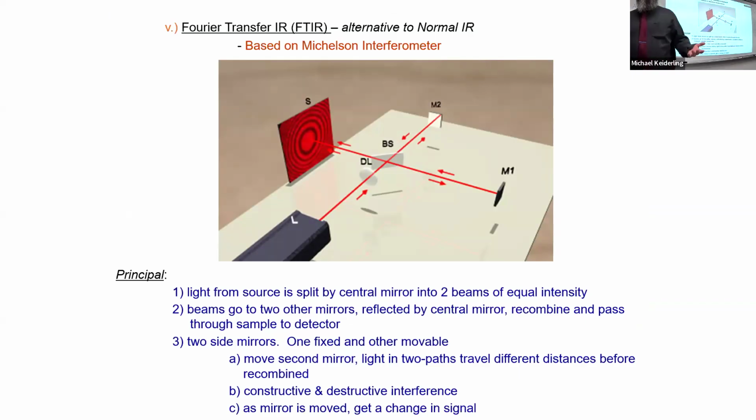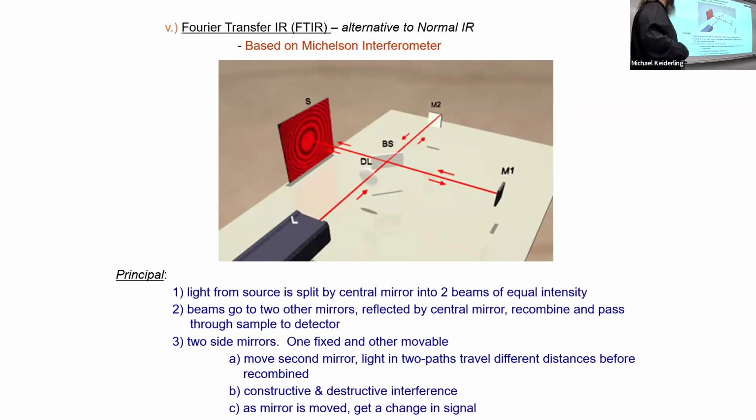Fourier transform IR is an alternative to normal IR. It's based on the Michelson interferometer. Light from the source gets split by a central mirror into two beams of equal intensity. They go to two other mirrors, reflected by the central mirror, recombine and pass through the sample to the detector.